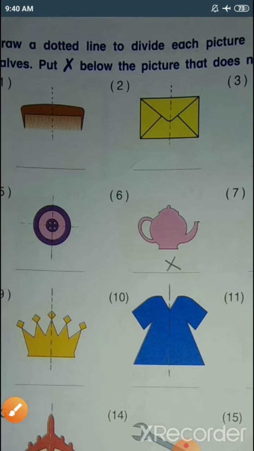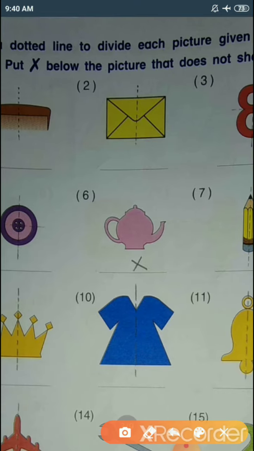Now, picture number 2. A letter envelope is here. Okay. Now, we need to divide this picture into two equal halves. So simply you can see here I have drawn one vertical line so that part 1 and part 2 both look similar. That means this picture also shows symmetry.